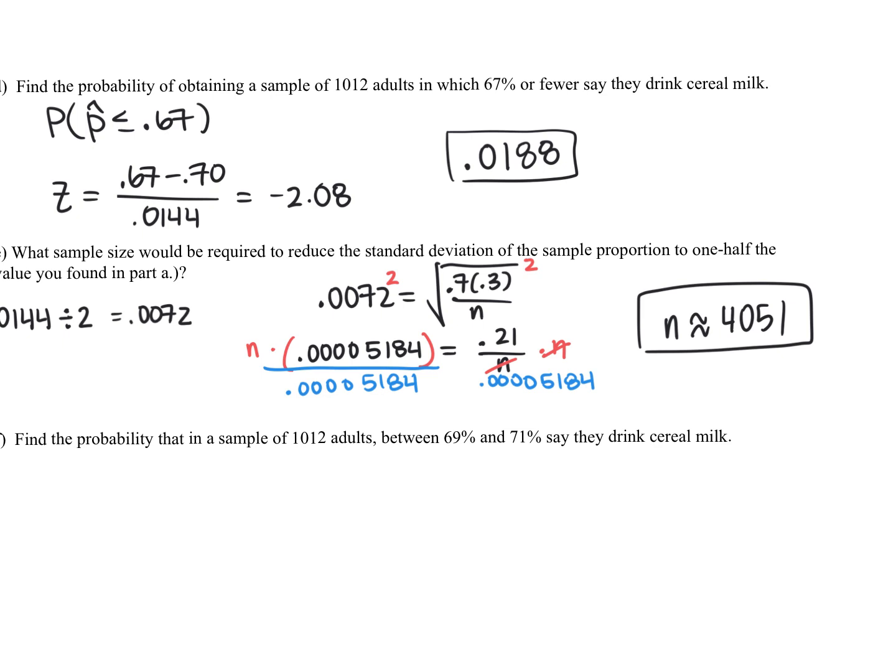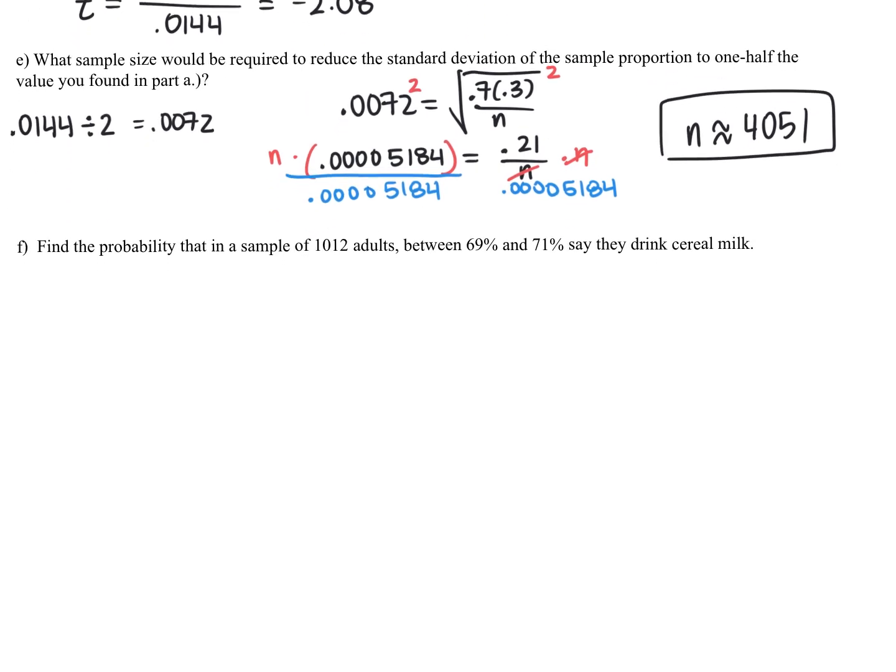So my original sample size was 1,012. And you would normally think, oh, if I want to halve the standard deviation, I should double the sample size. And it's actually closer to quadruple the original sample size in order to halve the standard deviation. So it doesn't work in a way you would normally think.